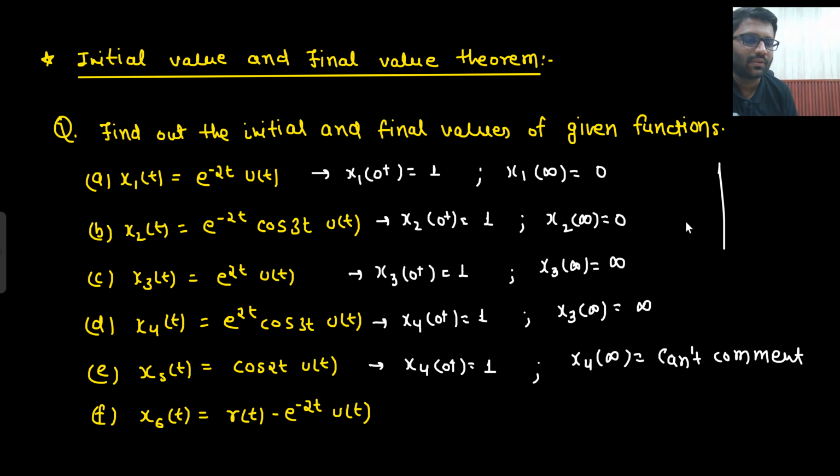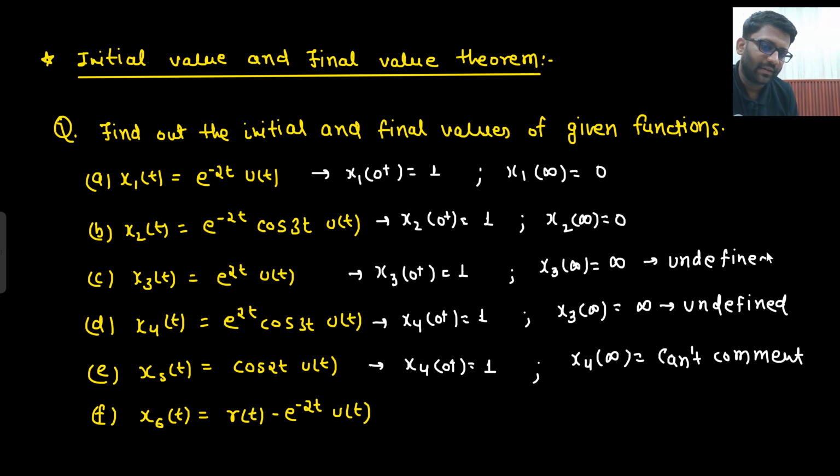Is this signal oscillating? Yes, this is also oscillating, no? You remember the graph, right? This will be the graph. In between this would be the graph. So this is also oscillating, but it is dying down to 0. This signal will die down to 0. This signal is increasing to infinity. So you can comment on the infinite value. Here you will say it is undefined. Here also you will say it is undefined. Undefined means infinity. But here you cannot even comment, right? Because it will be oscillating between -1 to 1. Whatever the value is, you cannot comment.